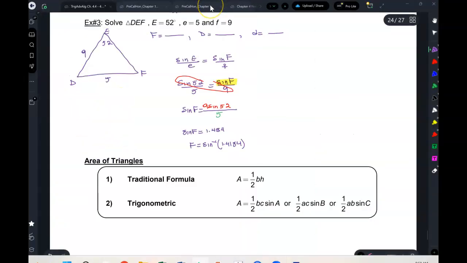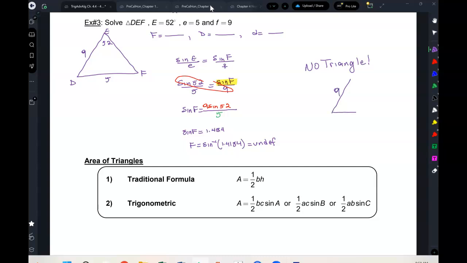So you say, this is undefined, so you say no triangle. Okay? So the reason is, take a look. If you have a side of 9 and you have a side of 5, and if this is a 52, there is no way to match that to make it a triangle. Like the sides will never match for you to make a triangle. Like it'll fall too short. You see what I mean?